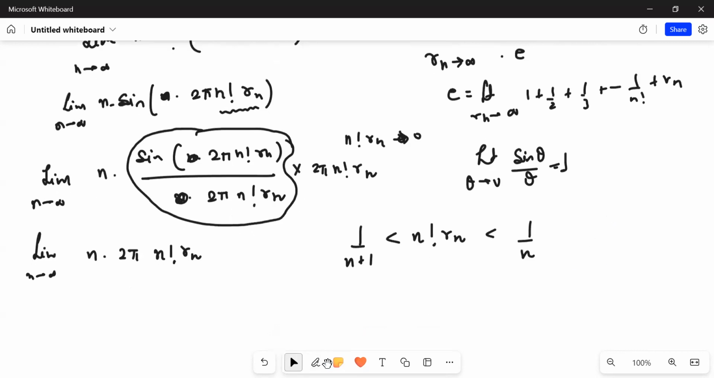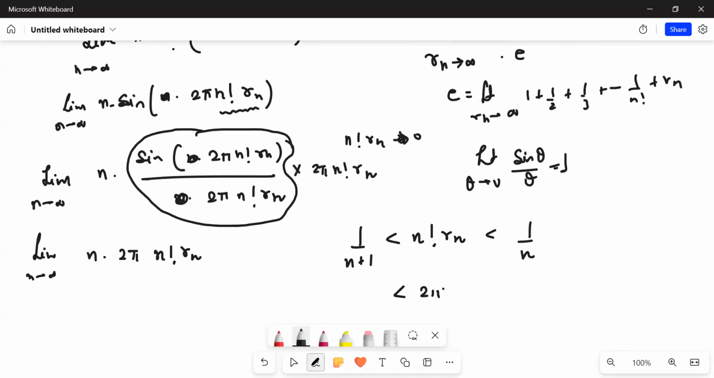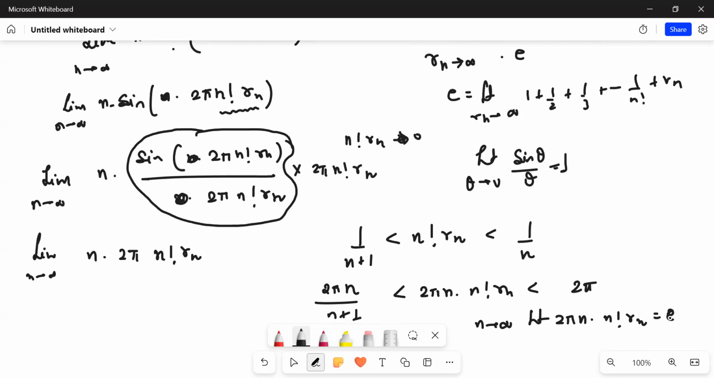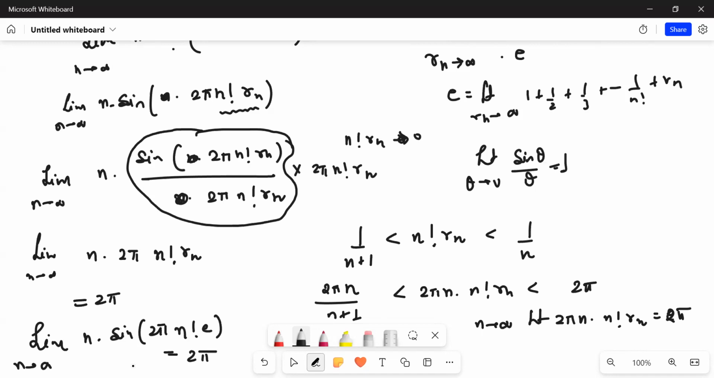So what I'll do, I'll multiply 2 pi n on both sides. So 2 pi n into n factorial Rn would be less than 2 pi, and here you will get 2 pi n upon n plus 1. As n tends to infinity, I know that this particular limit, 2 pi n times n factorial Rn, is equal to 2 pi. Clearly, this entire limit will come out as 2 pi. That is, limit n tends to infinity of n times sine of 2 pi n factorial e will turn out to be equal to 2 pi. So this is an important question that you should remember.